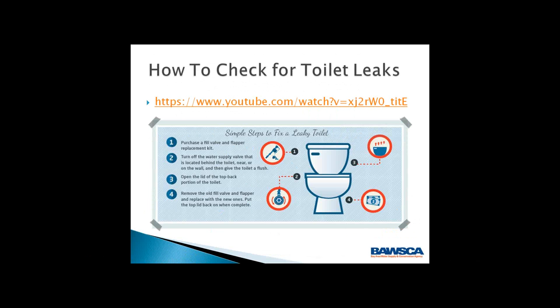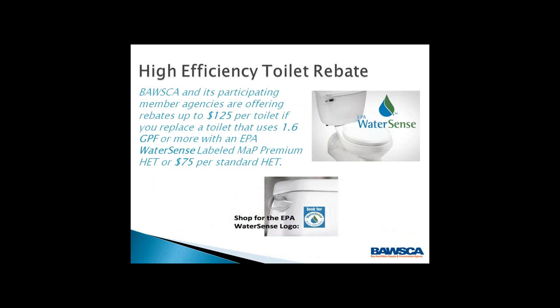But we also offer rebates for toilets that need to be replaced. So the high efficiency toilet rebate that BOSCO and its participating member agencies offer, we offer up to $125 per toilet. Now the $125 is for MAP Premium HETs, and we'll talk about what those are in a second. But we do ask that it's 1.6 gallons per flush is the one that's being replaced, and subsequently we offer a $75 per standard HET. We'll talk about what both those mean.